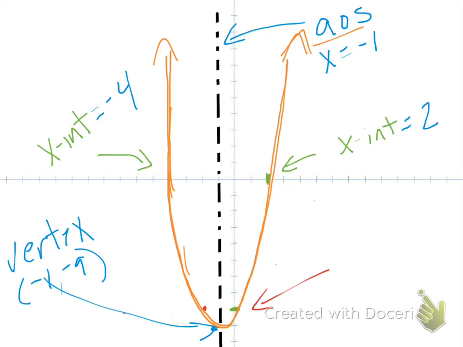You identify the AOS, your x-intercepts, your vertex, and your y-intercept, -8. Excuse me, I want to write that. The y-intercept at a -8. That's how you do it. Intuition on sketching a quadratic.